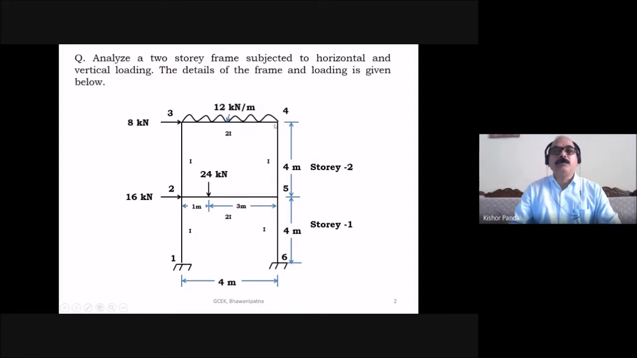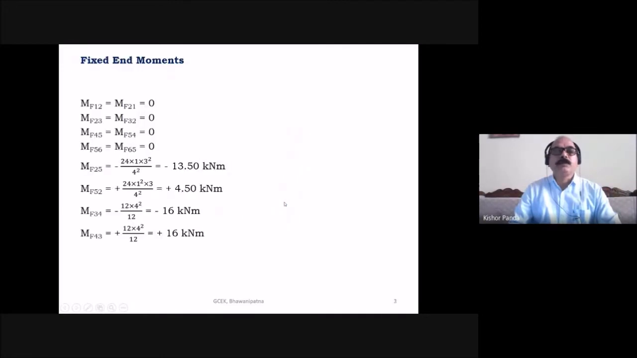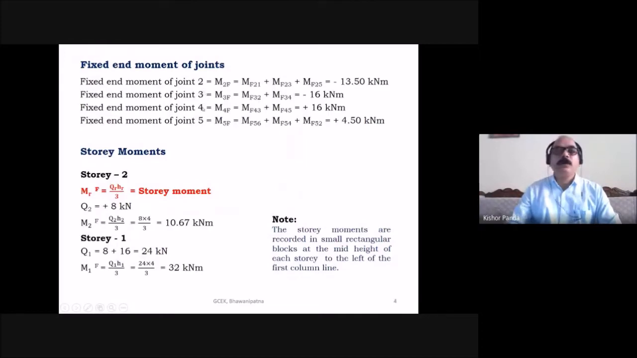Similarly, at joint 4, how many members meet? Two members, 4-3 and 4-5. So the fixed end moment of joint 4, MF4, is equal to MF43 and MF45. Similarly, at joint 3, MF3 is equal to MF34 plus MF32. In this process, we find the fixed end moments of joints 2, 3, 4 and 5. So this is the moment: at joint 2, minus 13.50 kilonewton meter, joint 3, minus 16 kilonewton meter, joint 4, plus 16 kilonewton meter, and joint 5, plus 4.5 kilonewton meter.